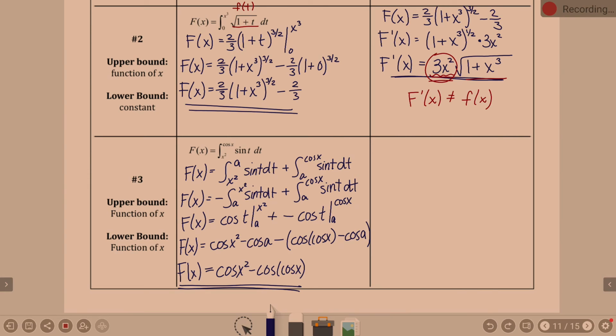Now, what we've been doing to see if this works: take what we just got, so capital F of x being cosine of x squared minus cosine of cosine x, and take our derivative. Lots of chain rule action happening here. Derivative of cosine of x squared. Derivative of cosine of something is negative sine of x squared times the derivative of x squared, which is 2x.